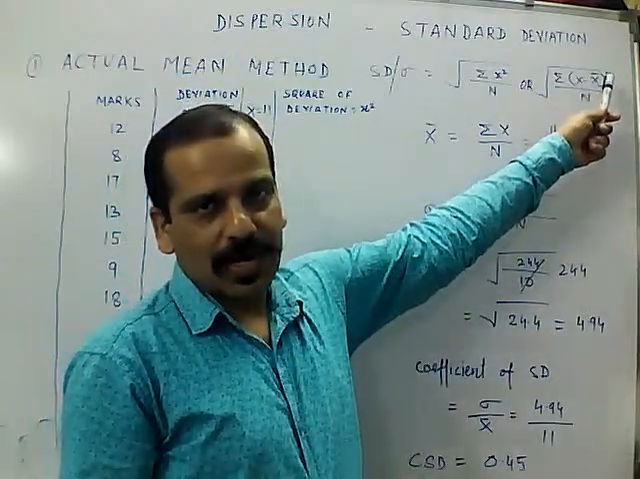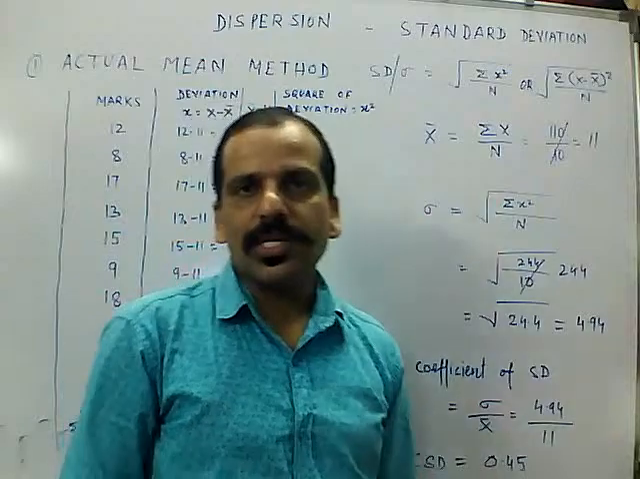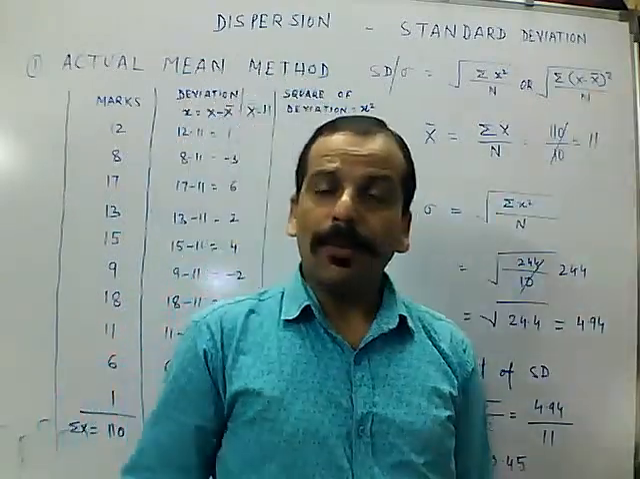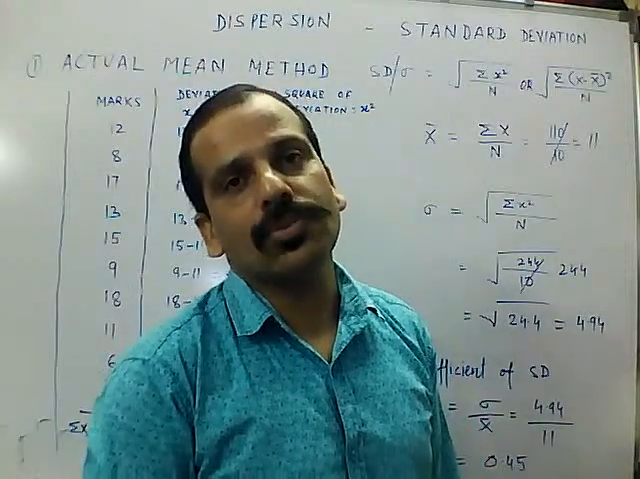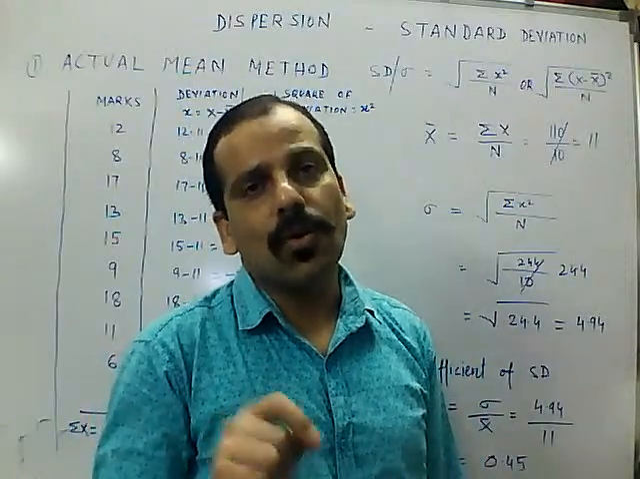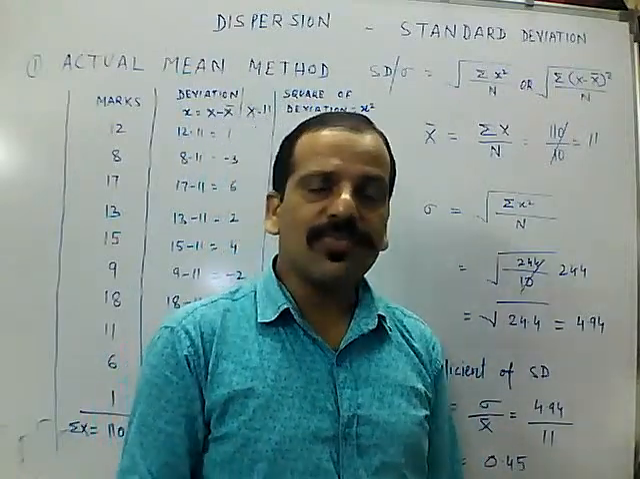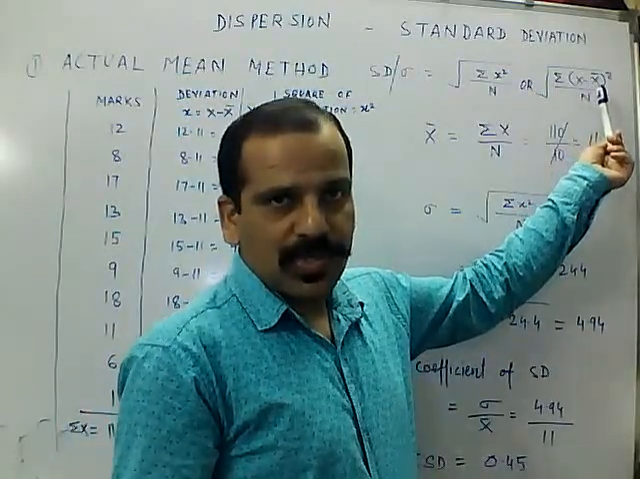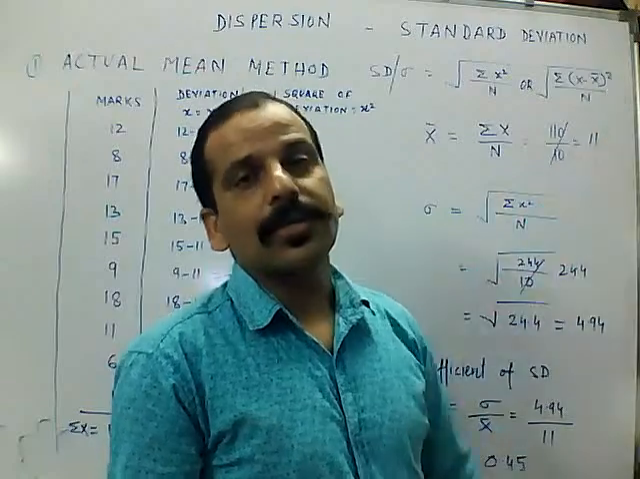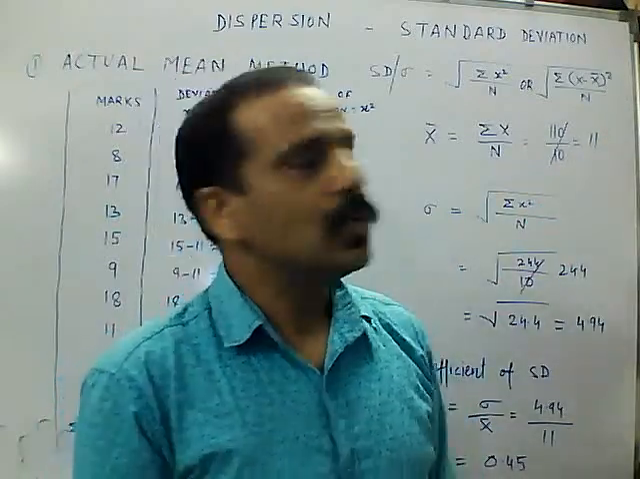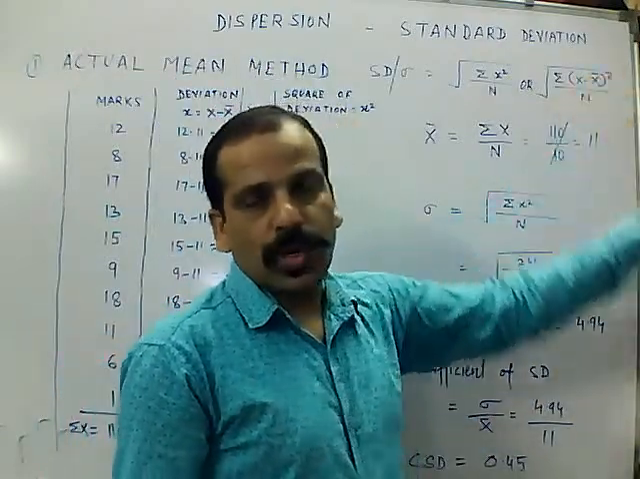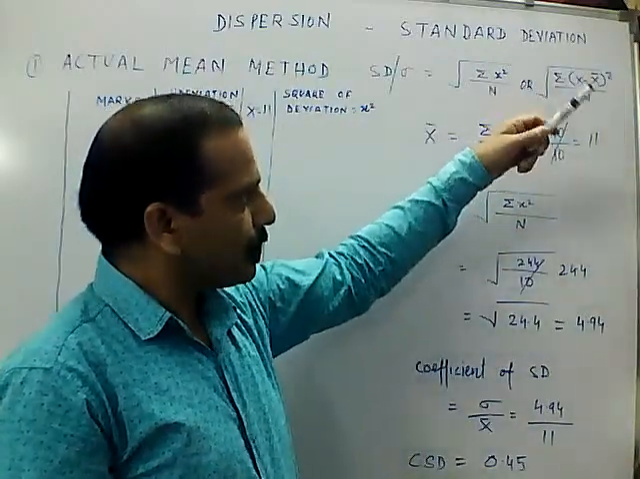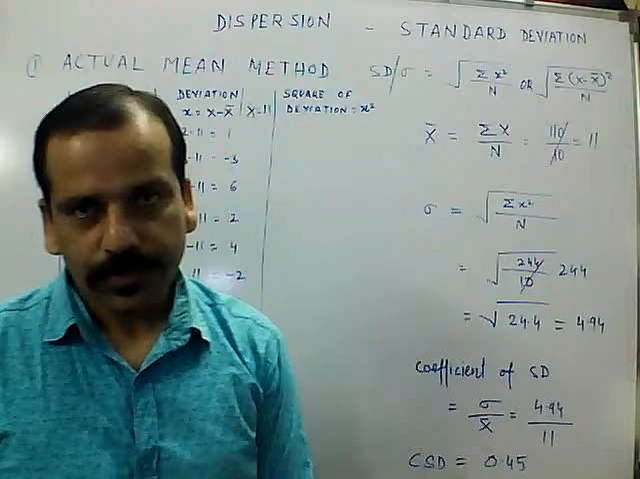So x minus x bar: x means value of the series, and x bar means mean value of the series. So the difference of x values of the series and the mean value of the series, what we have to do? Square of that, divided by n, number of observations, so whole under root.